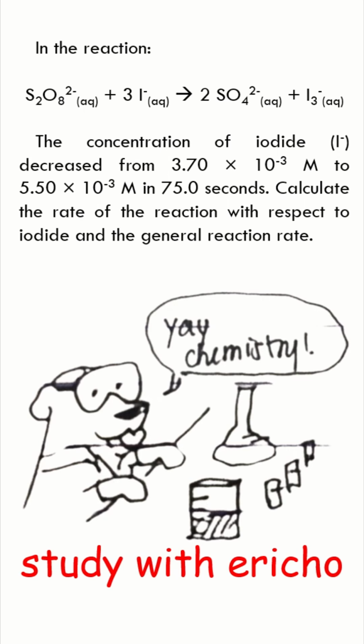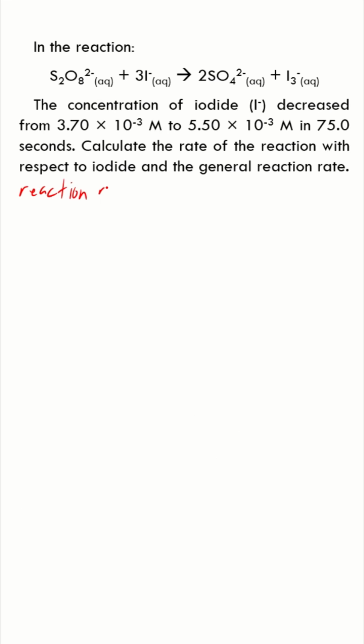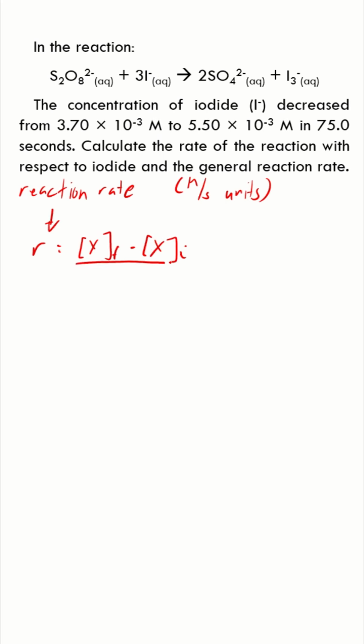Let's take on this problem on chemical kinetics. The reaction rate, or R, tells us how fast a chemical reaction goes in units of molars per second. The reaction rate with respect to a specific chemical species X can be calculated by getting the difference of the initial and final molarities of X divided by the time t.